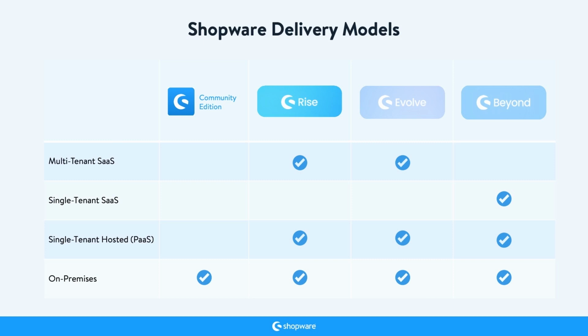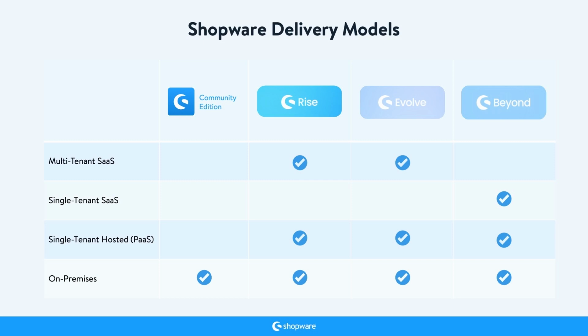Secondly, there is the single-tenant SaaS model, which is available through Shopware Beyond. Similar to the multi-tenant SaaS model, Shopware manages both the infrastructure and application code. However, each instance has their own code and infrastructure, and updates are applied individually to each merchant.